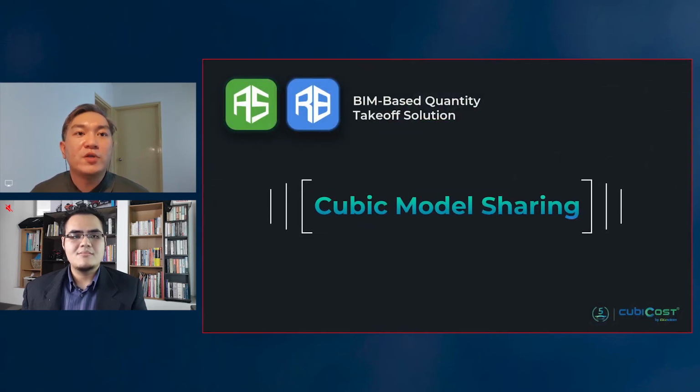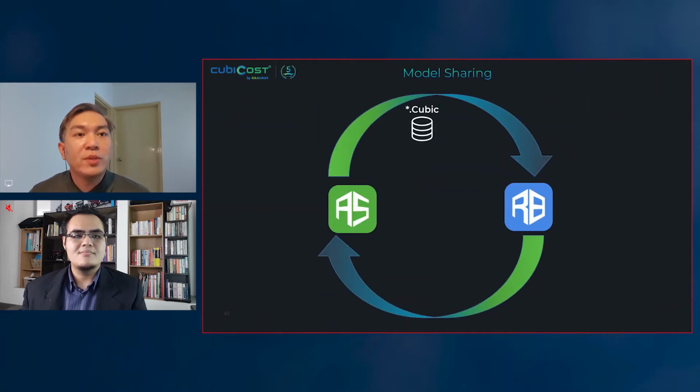So in this new version, we invented Cubic. It is a unique file sharing and communication method for all Cubicost quantity takeoff products. So Cubic can keep the complete data of TAS and TRB models, or you can choose to share data by different floors or entity using Cubic. So by using one unified Cubic file, you can integrate TAS and TRB models, share and then reuse it to synchronize all the changes in the model efficiently.